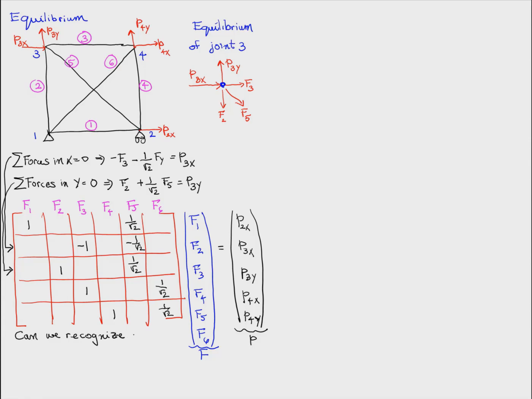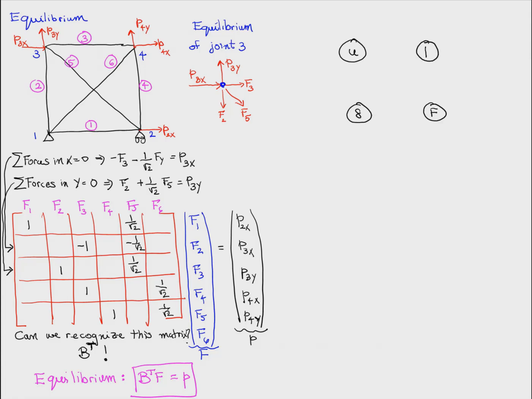I suggest that you pause and look back at the previous video. We recognize that this matrix is simply the transpose of B, which is an awesome fact. So we can write equilibrium simply as B transpose F equals P. Now, we have delta equals B times U, and we have B transpose times F equals P.